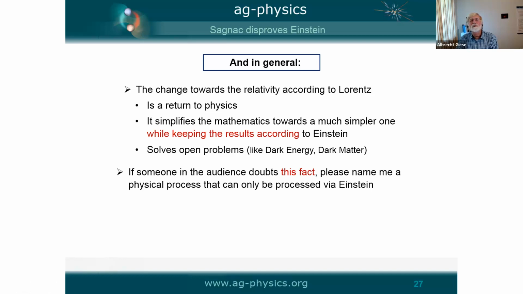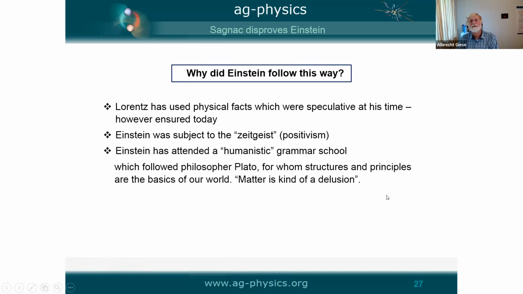So now a question to you who are listening to my talk. If somebody in the audience doubts the fact that Lorentz has the same results as Einstein, please name me a physical process that you think can only be processed via Einstein. And I think I can answer it, and I'm quite confident that I can show you that it really works.